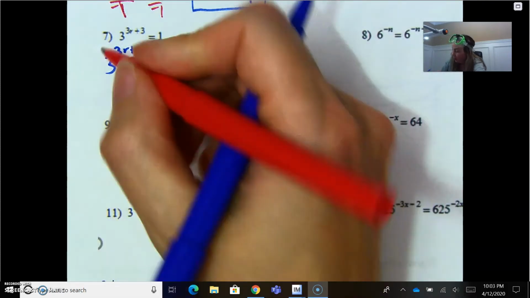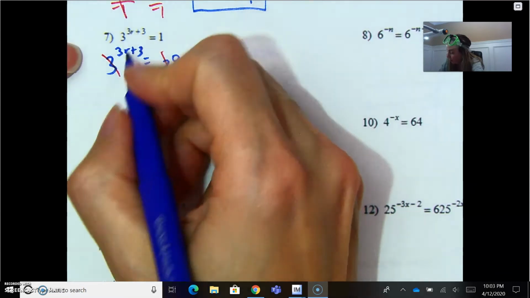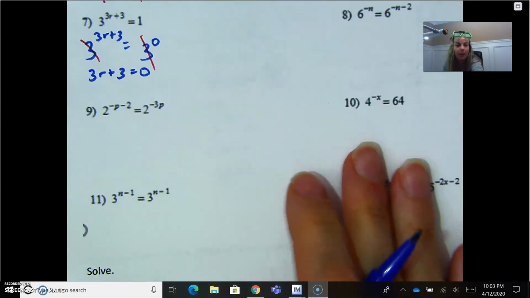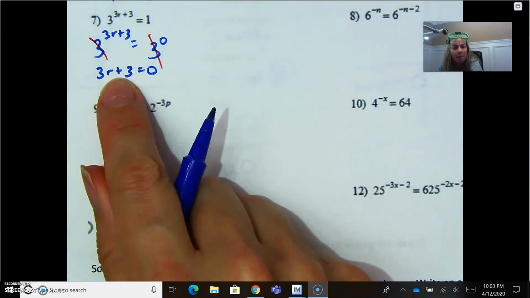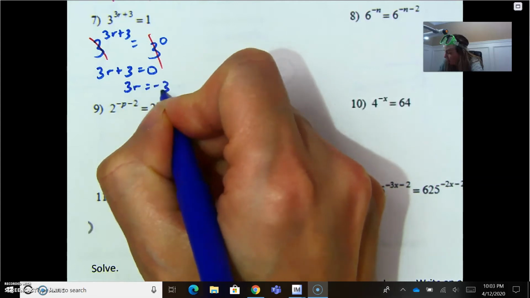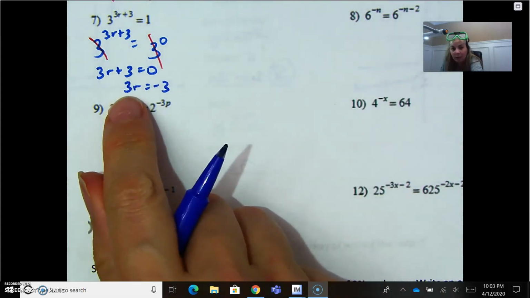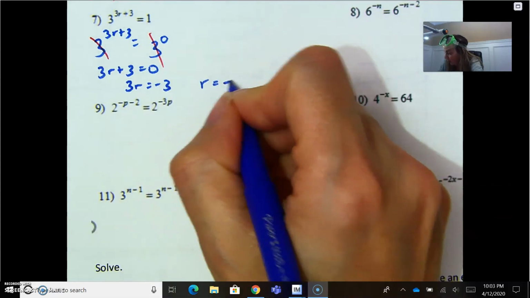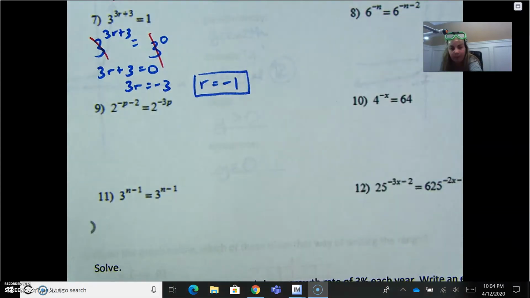Since the bases are the same, get rid of them. Focus on the power, so 3r plus 3 equals 0. Time to solve for r. Minus 3 to the other side, so we have 3r equals -3 now. Divide off that 3, so -3 divided by 3 is -1.